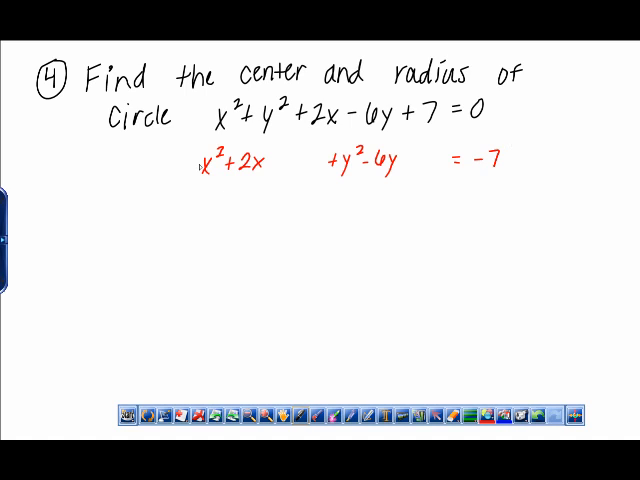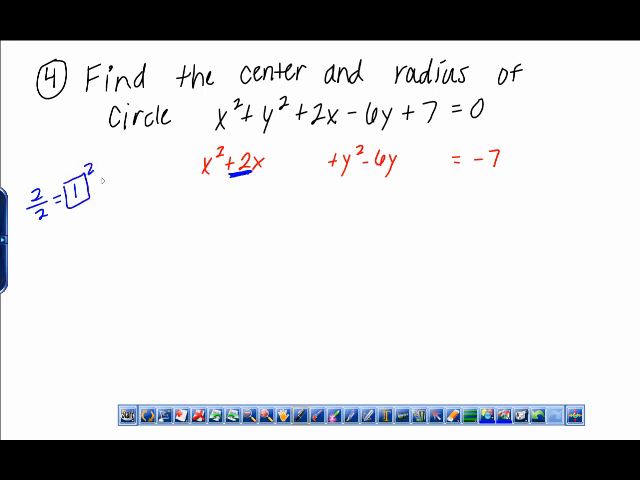All right, now if there had been leading coefficients in front of x squared or y squared, we would either need to factor those out or divide them out. We don't have that here, which is nice. But remember that there's a nice little technique for completing the square. So you take this number that's in front of x, you half it, or divide by 2, that gives me 1.